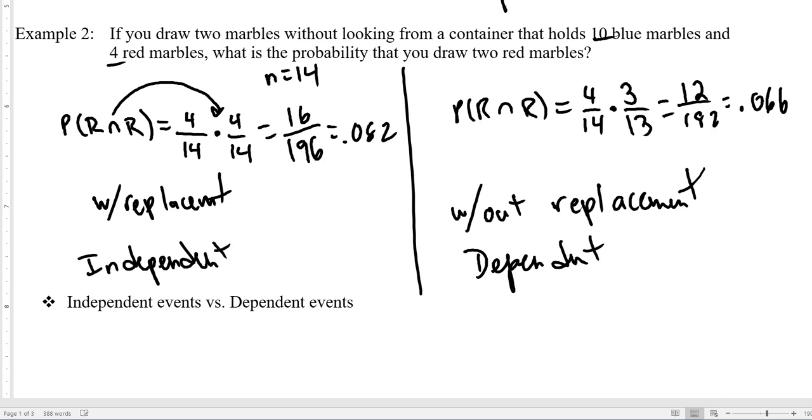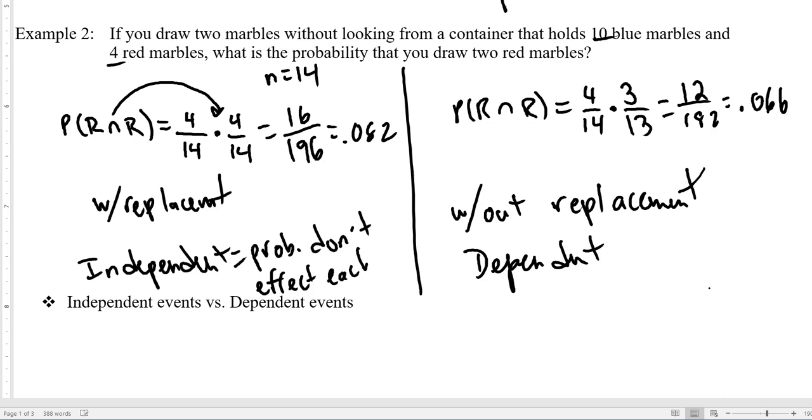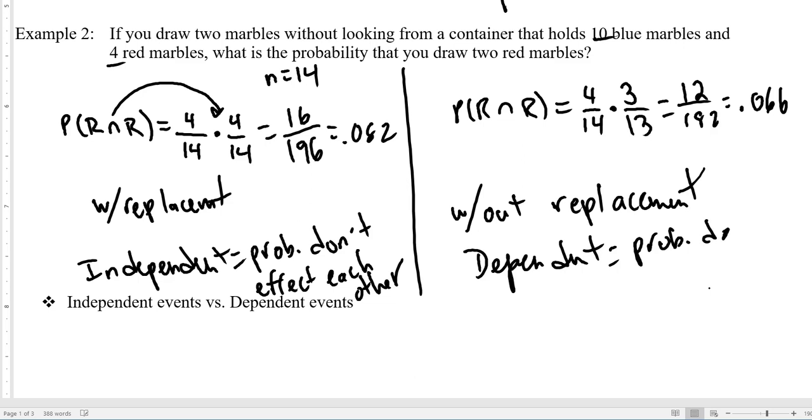So independent, the probabilities don't affect each other. And I always do the wrong one. I believe it is this one. Talk to your English people if you're not sure. I'm not sure all the time. Dependent is where the probabilities do affect each other.